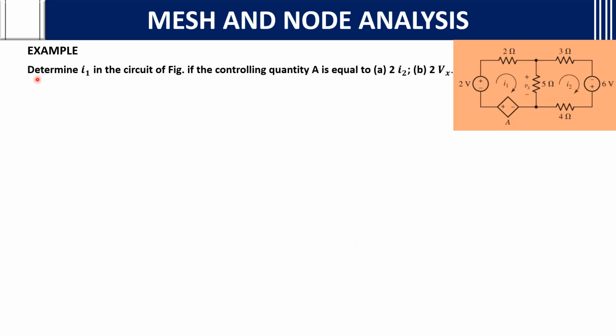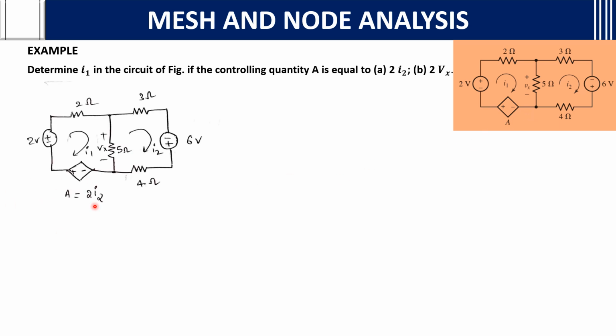Then next question. Determine I1 in the circuit of the figure if the controlling quantity A is 2I2 and B is 2Vx. Two different questions are there. First we will see 2I2. A is given as 2I2. See, I took here A equals 2I2.